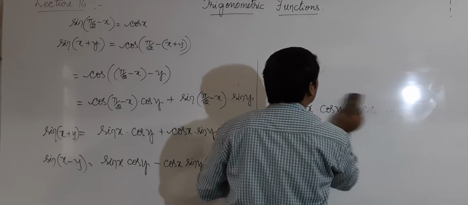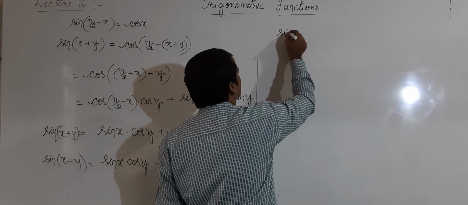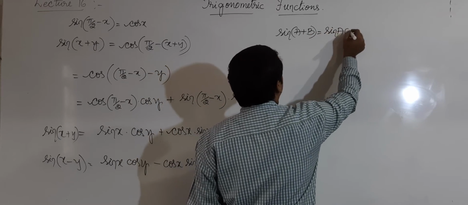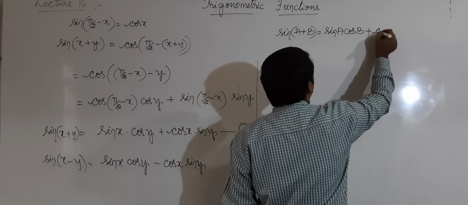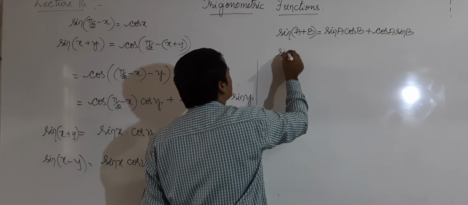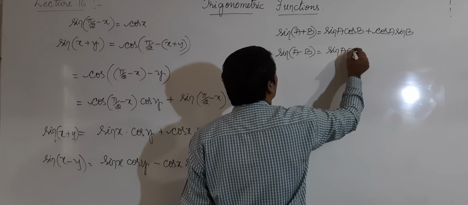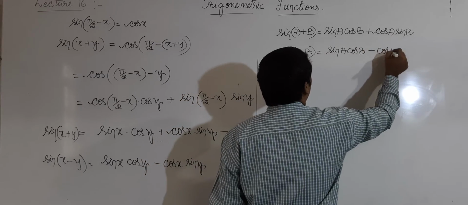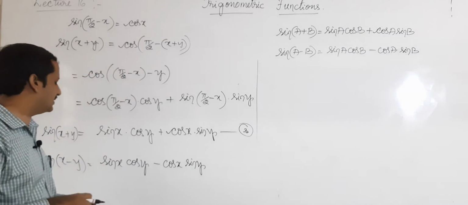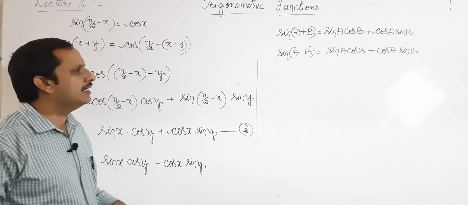then in terms of a and b, sin a plus b is equal to sin a cos b plus cos a sin b. So then sin a minus b is equal to sin a cos b minus cos a sin b. Now don't think that this is a different formula we have got and I have to remember that also. These two are one and the same. Instead of x and y, I am replacing x and y with a and b.